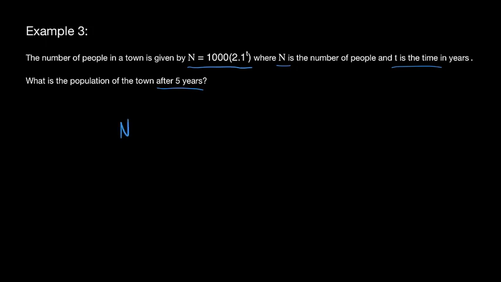So what I need to do is substitute that 5 in for t. So 1000, 2.1 to the power of 5. And if I substitute that into my calculator, that's going to approximately equal 40,841. So the population after 5 years will approximately be 40,841.